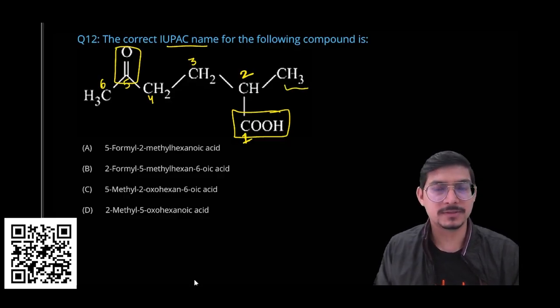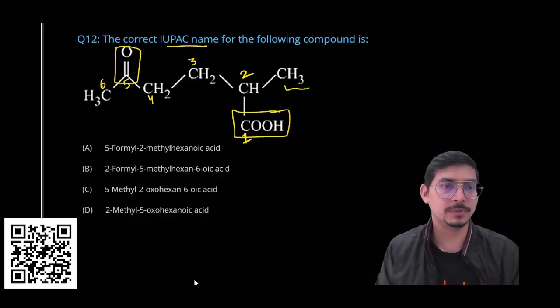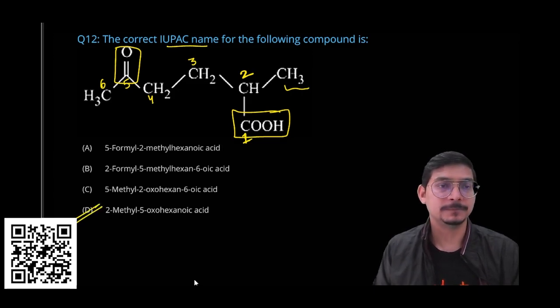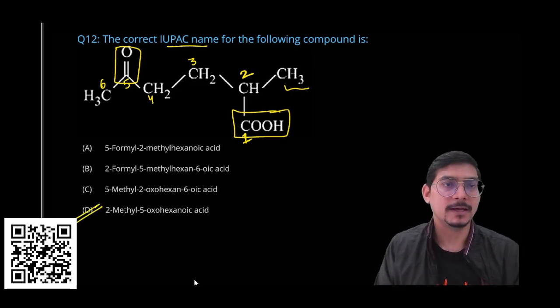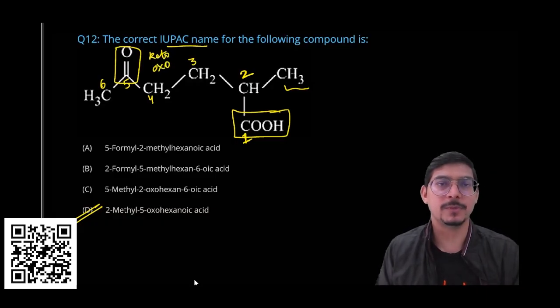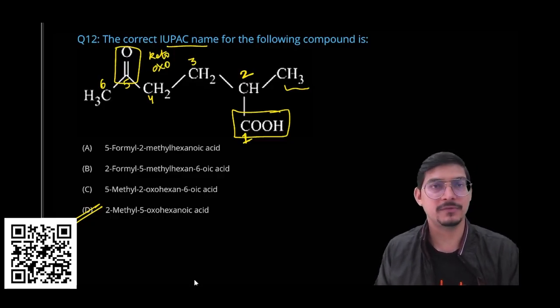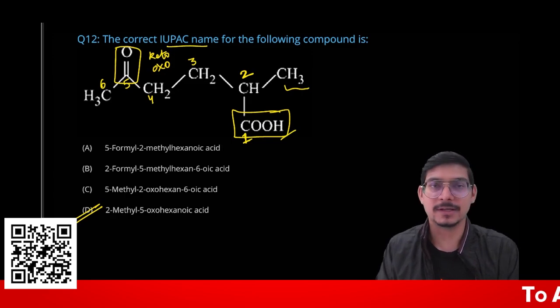Now there is a methyl group on the second position. So 2-methyl should be the substituent, and that directly gives us option D as the correct answer. But the correct full name is 2-methyl and 5-oxo, because the functional group prefix for this keto group is either keto or oxo. So the correct complete IUPAC name would be 2-methyl-5-oxohexanoic acid. Note that we do not have to write hexane-1-oic acid because by default it is understood that the carboxylic group would be at the end of the parent chain with the lowest possible number. Yes, so option D is the correct answer for this question.